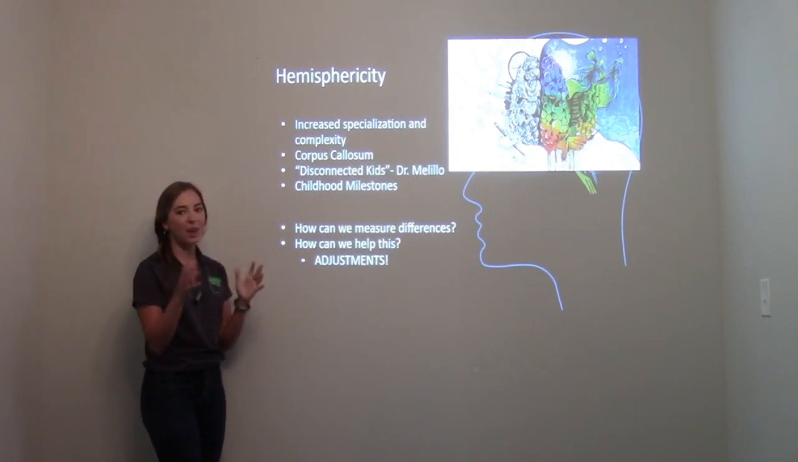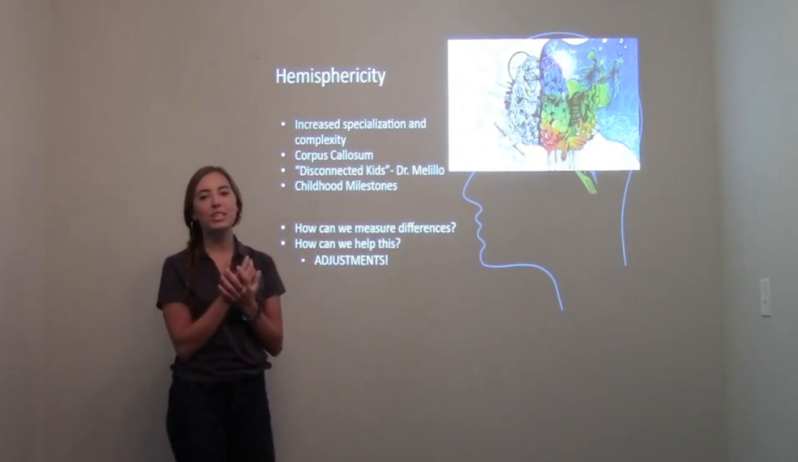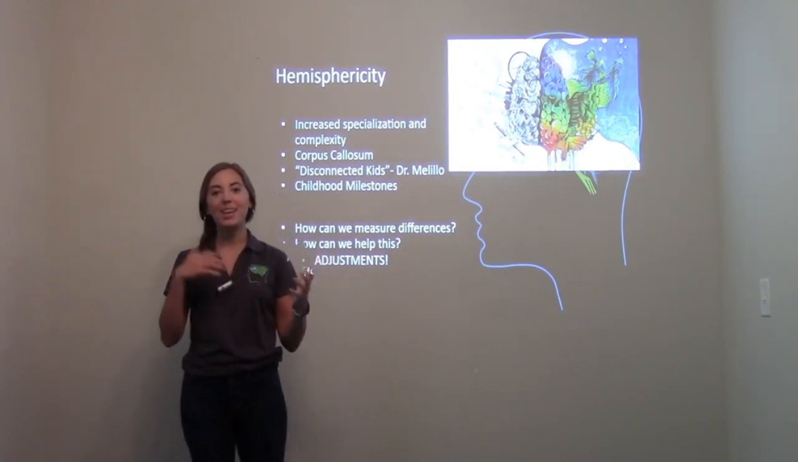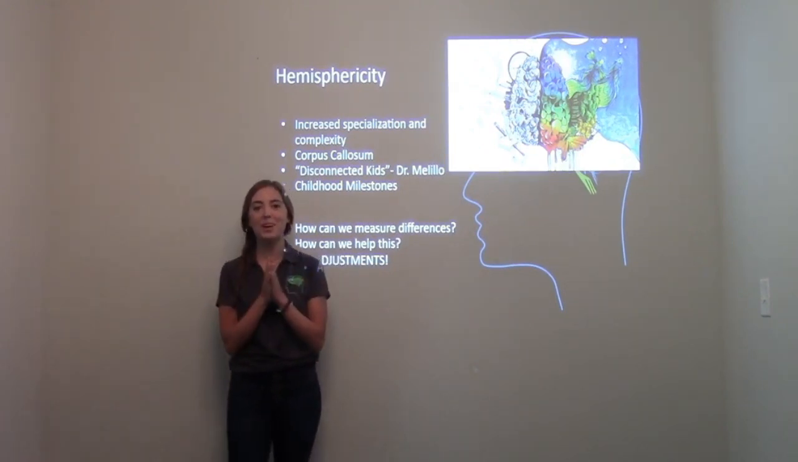So how do we help? How do we affect this? So a really cool study that Dr. Carrick did in the 90s was using blind spot mapping and adjusting. So let's bring it together for our chiropractic students.